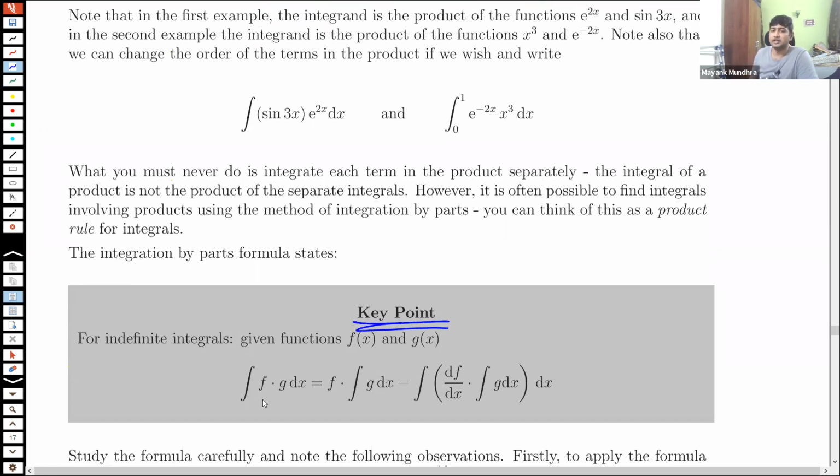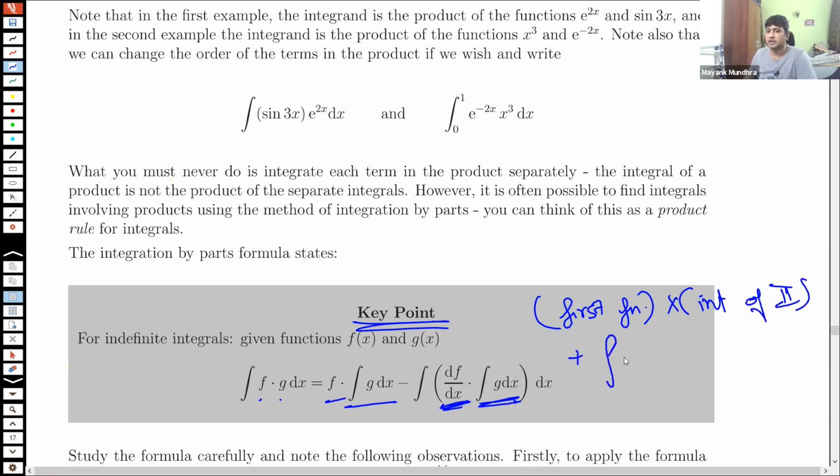So the integration by parts says that the integration of function 1 into function 2 is first function into integral of second, minus integration of differentiation of first function into integral of second. Okay, so first function into integral of second, minus integral of differentiation of first function multiplied by integral of second.